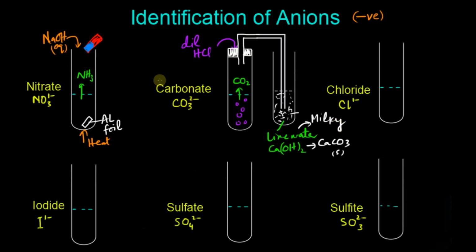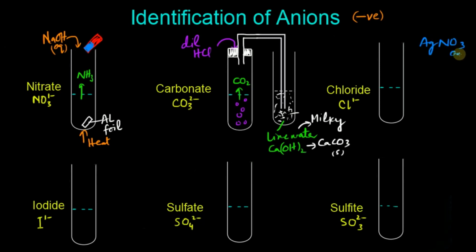So the test of carbonate is that you will add dilute HCl to the solution, and then you will pass the carbon dioxide gas through lime water, and lime water turns milky. That's it. Next, let's move to the chloride ion. Chloride ion is tested with the help of silver nitrate.